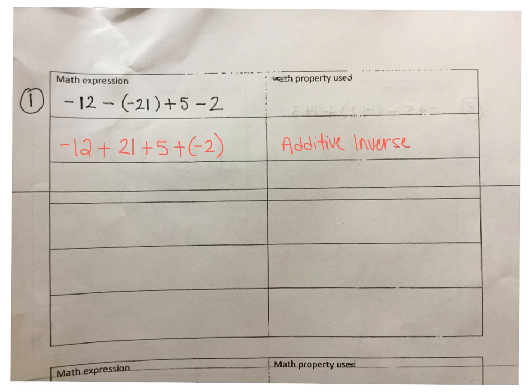Now we are going to rearrange these numbers into an order that we feel comfortable with. So I see negative 12 and negative 2 that I sort of want to group together later, okay? And then the 21 and the 5 is what I want to group. So I'm going to rearrange these numbers in an order that I like. So I'm going to choose 21 plus 5, and then the negative 12, and then the negative 2. So the fact that I rearranged them to my liking, that is commutative property.